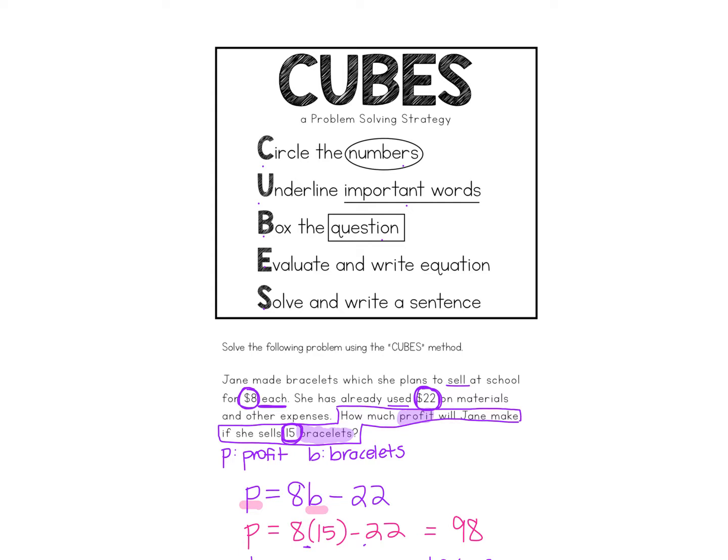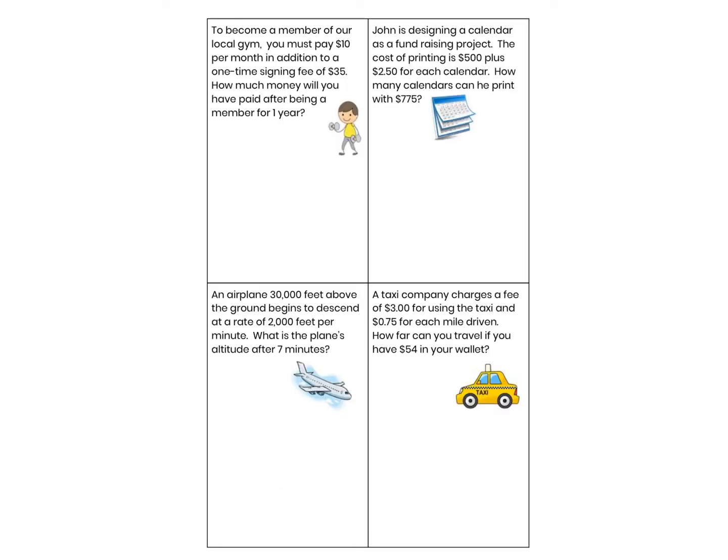The next page of your notebook is going to look like this. There are 4 different word problems where I want to practice using the exact same strategy. So we're going to do 2 of these problems together, and then I'm going to leave 2 of them blank for you guys to work out on your own. So let's look at the top left.